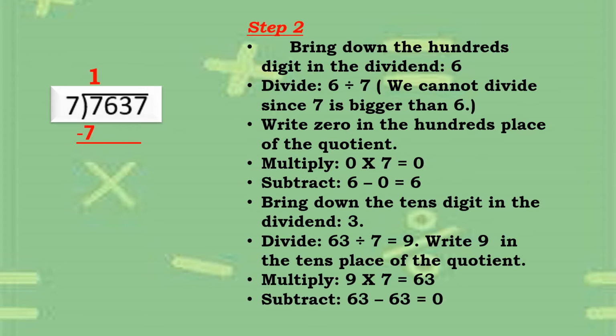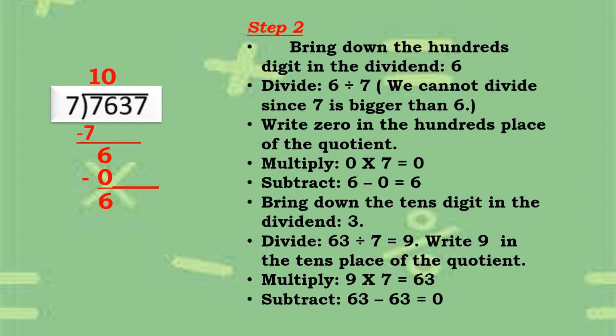Alright, step number 2. Bring down the hundreds digit in the dividend, which is 6. Division, 6 divided by 7. We cannot divide since 7 is bigger than 6. Write 0 in the hundreds place of the quotient. Multiplication, 0 times 7 is equal to 0. The next one is subtraction. 6 minus 0 is equal to 6.